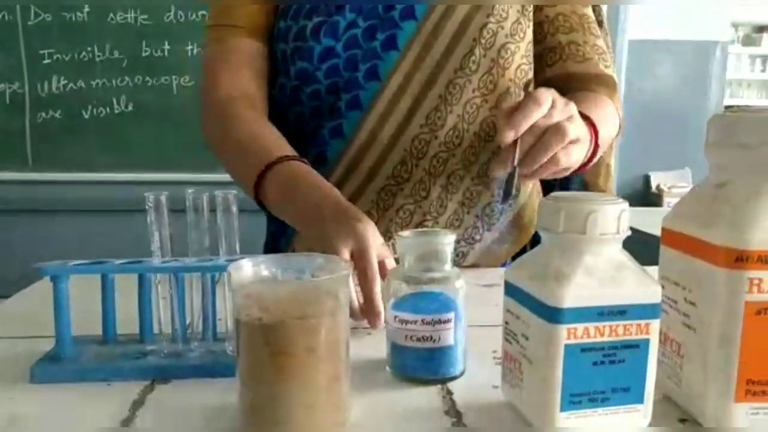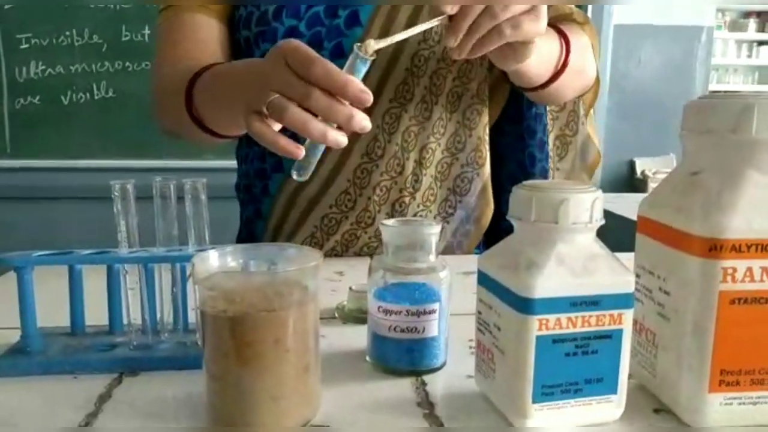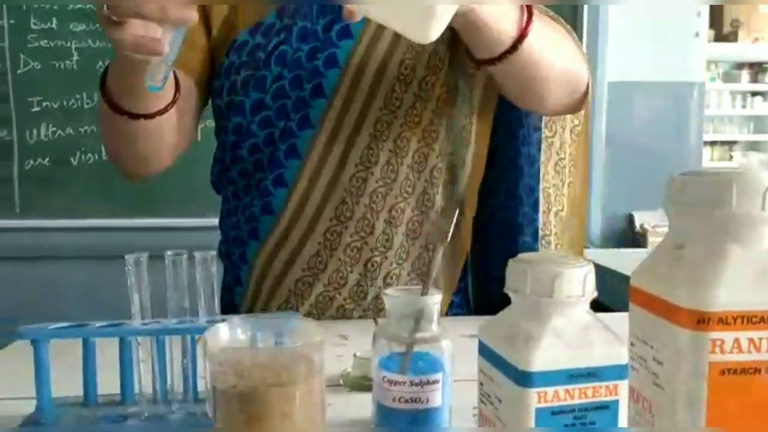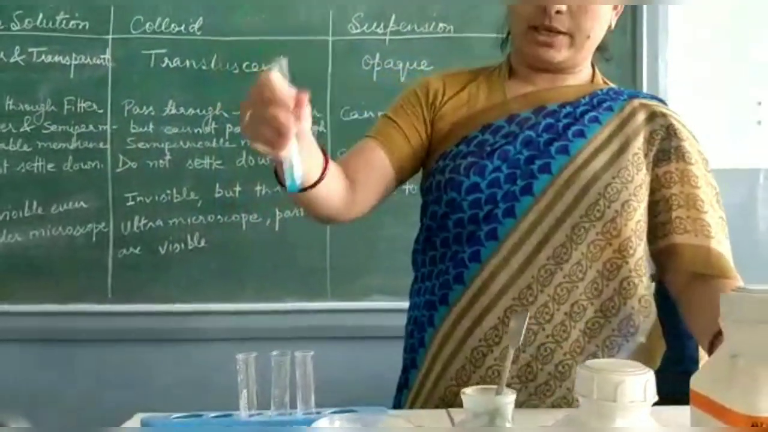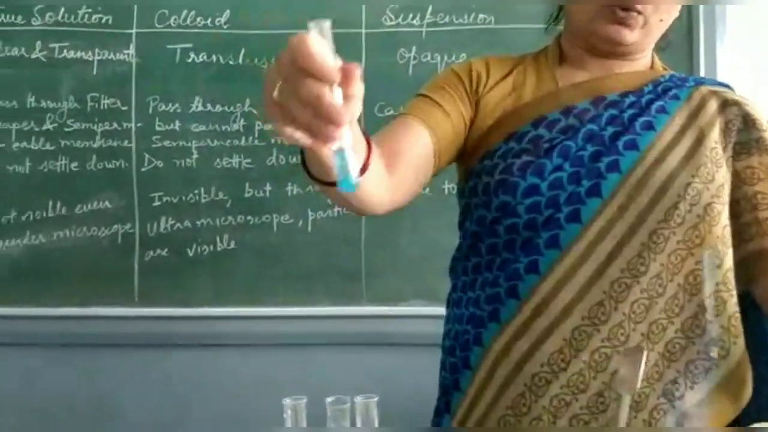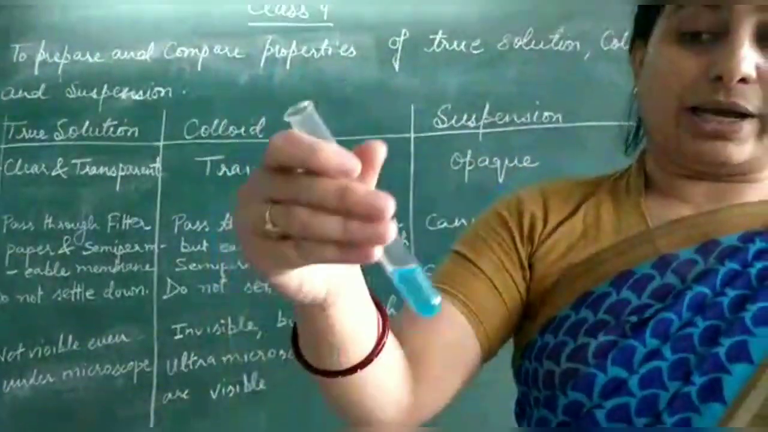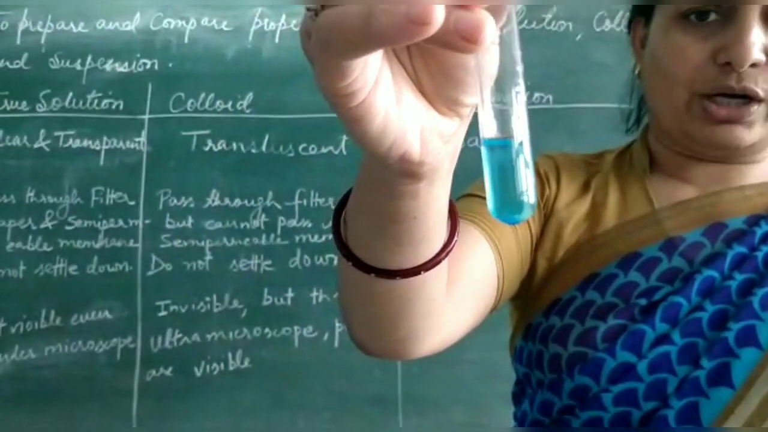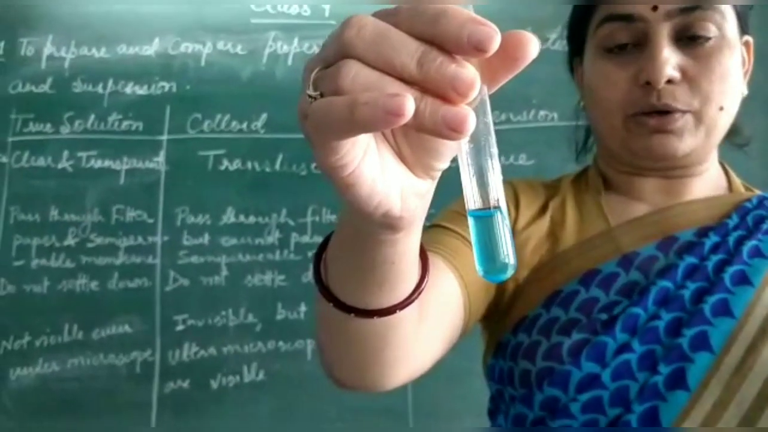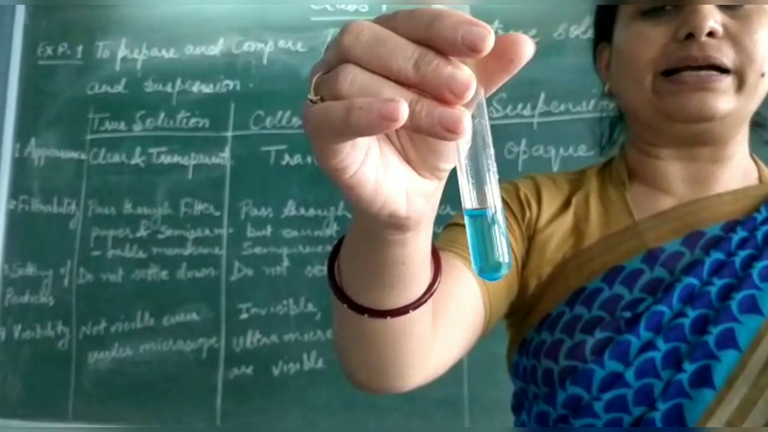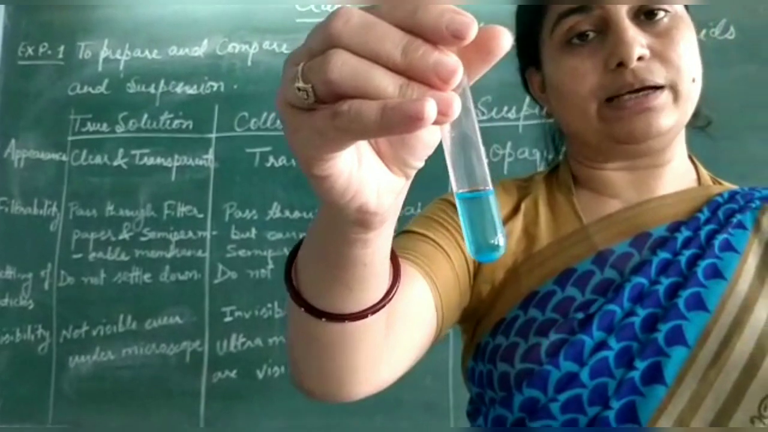For that, I'll take a small amount of this copper sulfate and add it in a test tube with some water in it, mixing it well. The salt will get mixed properly with the water, and after some time we'll find that it is pure, clear and transparent. As we have seen, the first property says that a true solution is clear and transparent. Though it is blue in color, it is still clear and transparent.